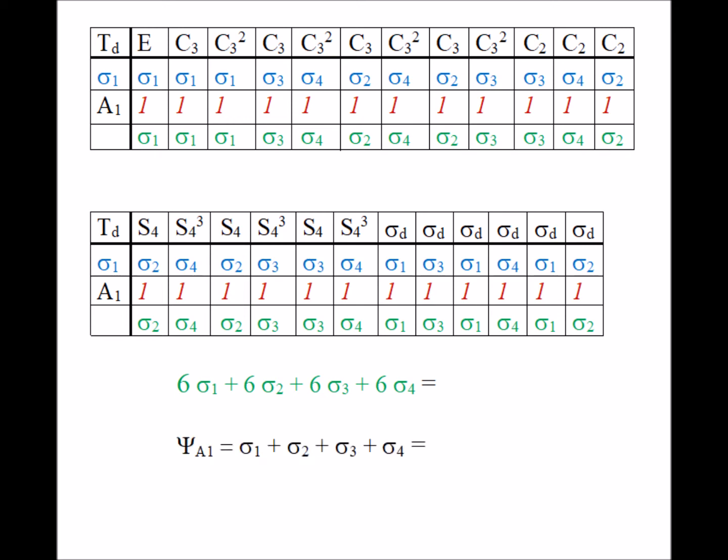Then we can use the fact that if we have a solution to the Schrodinger equation, like a molecular orbital, then any constant factor of that solution is also a solution. Meaning that we can divide through by 6, essentially pull 6 out in front and divide by it, and we're left with our molecular orbital being sigma 1 plus sigma 2 plus sigma 3 plus sigma 4.